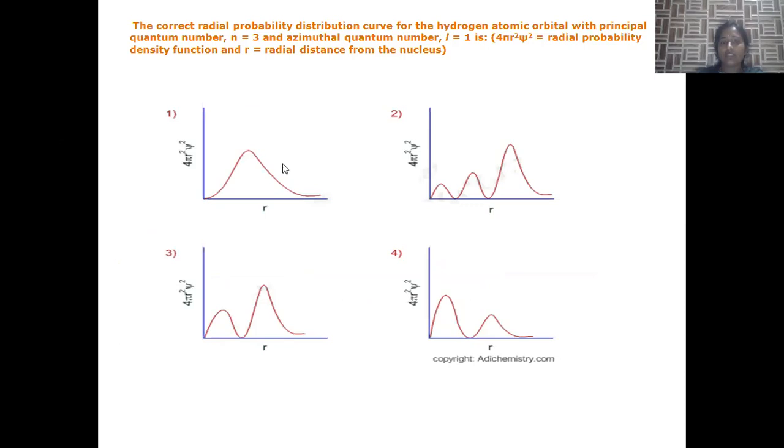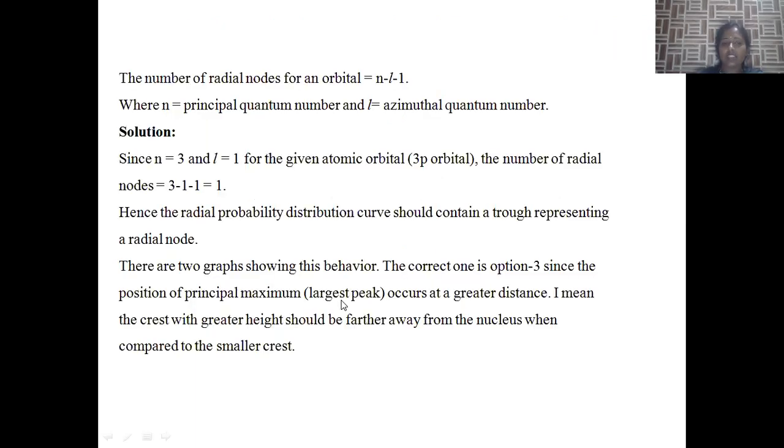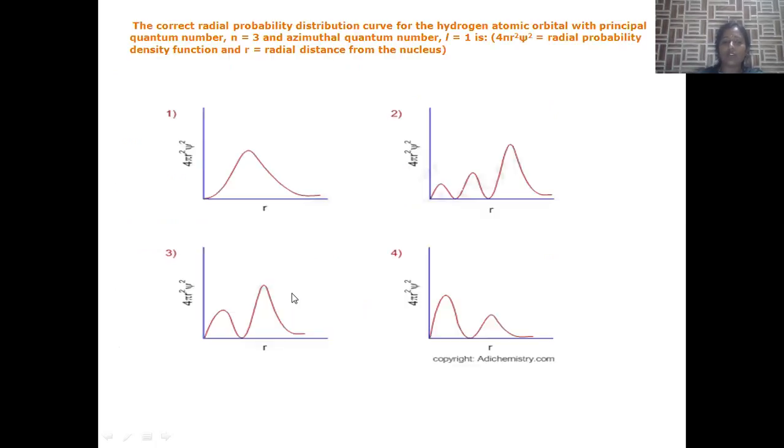In case of these four options, here there is no nodal plane, that's why it is not applicable. Here three peaks are there and two nodal planes are present, that's why it is also not applicable. These two, option number 3 and 4, both are satisfying this statement, but we have to find which is the correct answer. The two graphs are showing the same behavior, but option number 3 is the suitable answer for the given problem because the largest peak occurs at greater distance with respect to the nucleus.